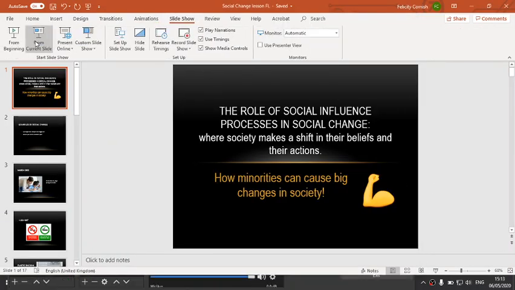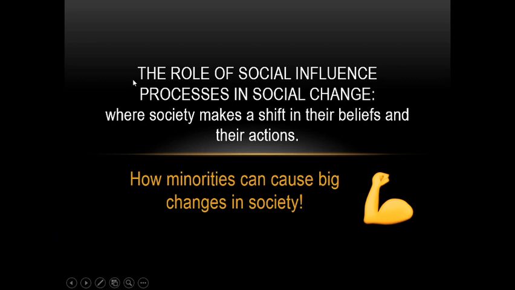Right, this is a lesson on the very last part of social influence, where we look at social change and the role of the various different processes that are happening in that. Social change is where society makes a shift in their beliefs and their actions, and that can be in many different ways. We'll look at a number of examples during this video, but you can probably think of some already where attitudes towards something have changed over time within society.